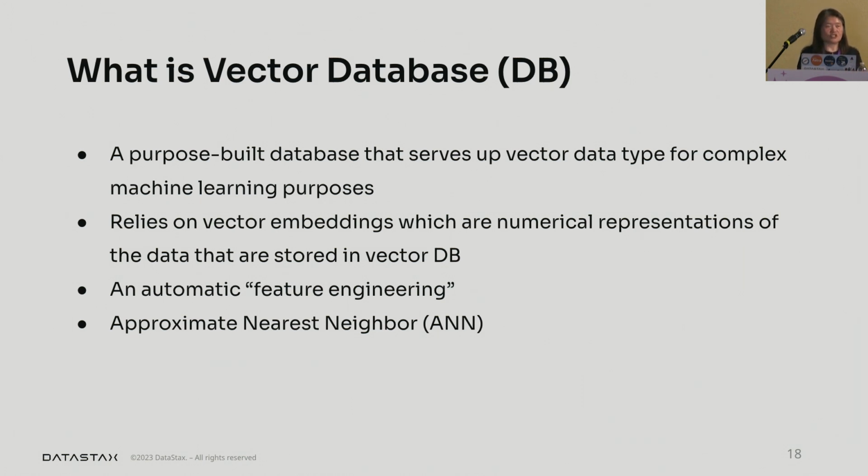The purpose is that it's stored very efficiently in that format, as well as for searches and queries. It's basically an automatic feature engineering type of database. And if you ask me what mechanism it uses, the algorithm in Cassandra, the vector database, or what we call Astra DB vector, is an approximate nearest neighbor, or ANN, type of mechanism to do the proximity searches.